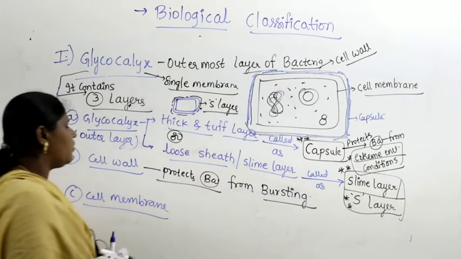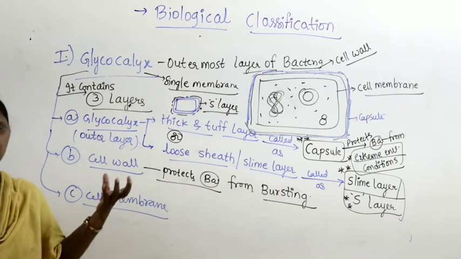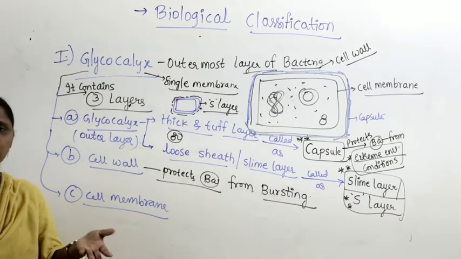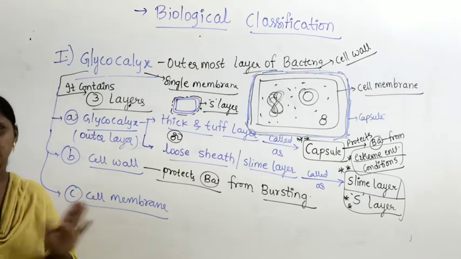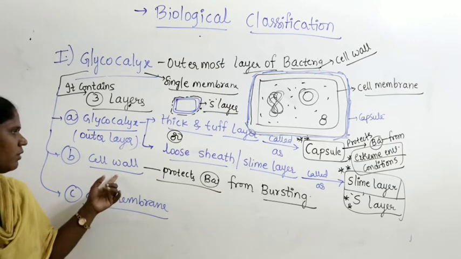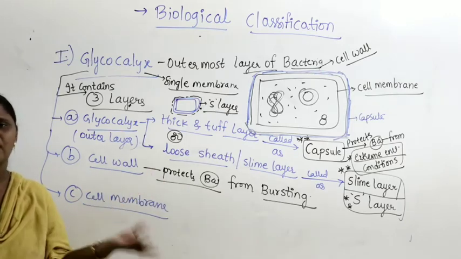Cell wall protects the bacteria from bursting. Bursting means that whenever bacteria take in more nutrients and more water, they will swell up in size, but still the bacteria will not burst. They will not get destroyed, because the cell wall is flexible and it protects the bacteria from bursting or collapsing.